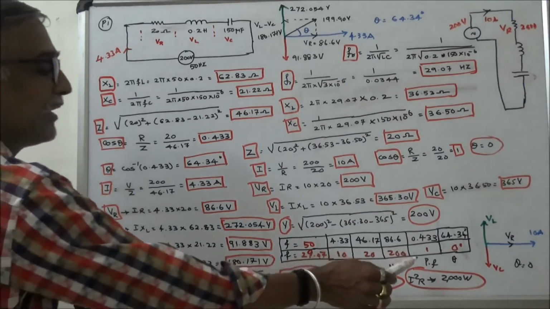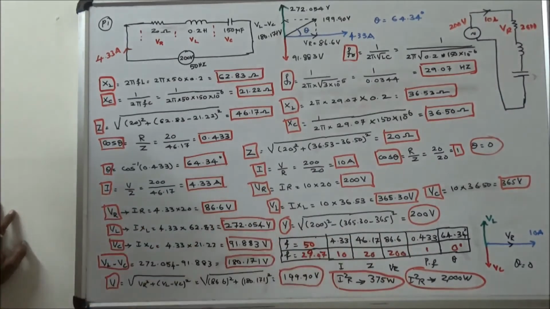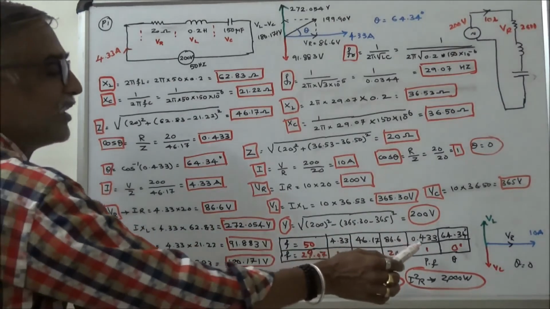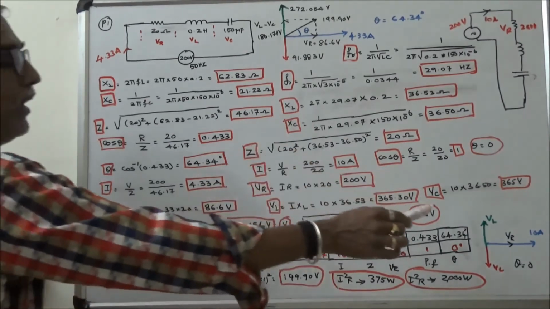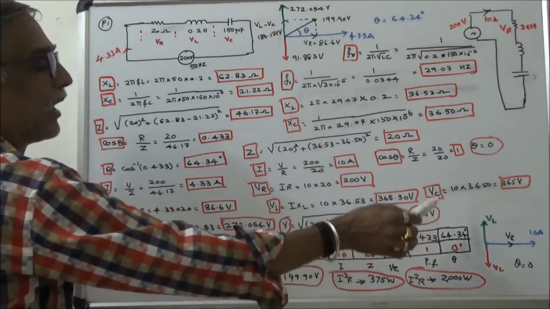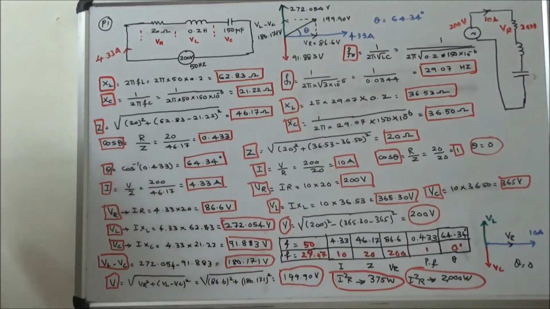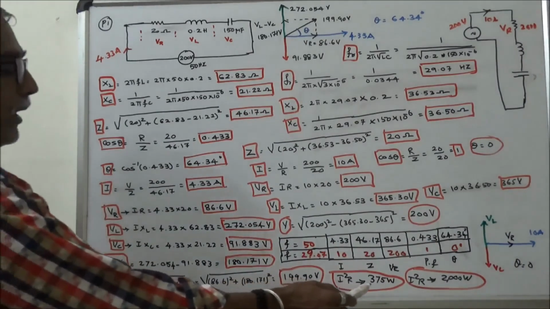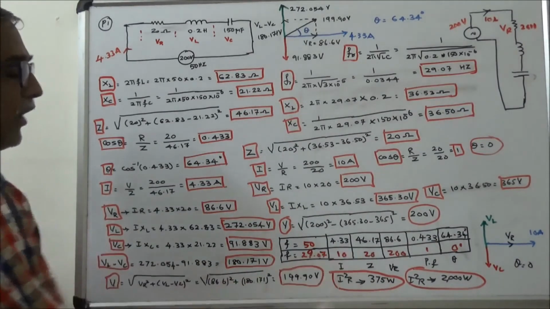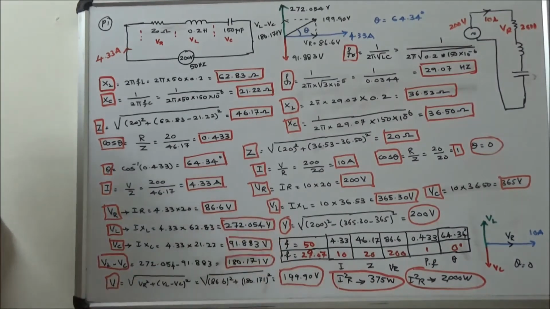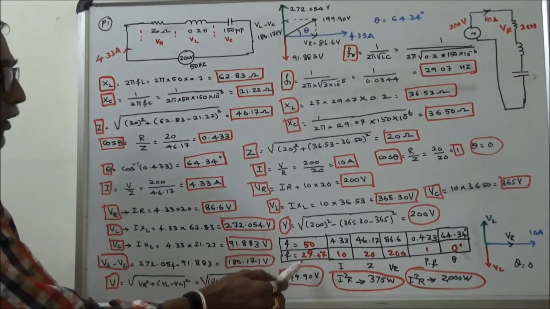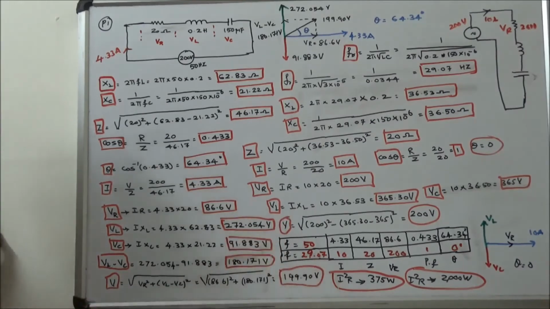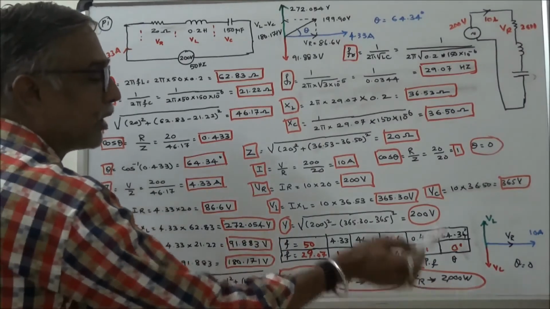Next, the power factor is 0.433 when the frequency is 50. At resonant frequency, this is 1. The angle between V and I is 0, compared to 64.34 degrees. Now we will calculate I square R. Here I square R is 375 watts when the frequency is 50 Hz. At the resonant frequency of 29.07, I square R is equal to 2000 watts.